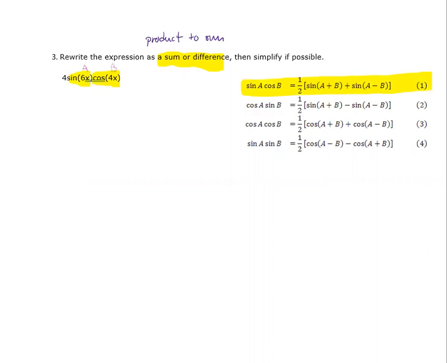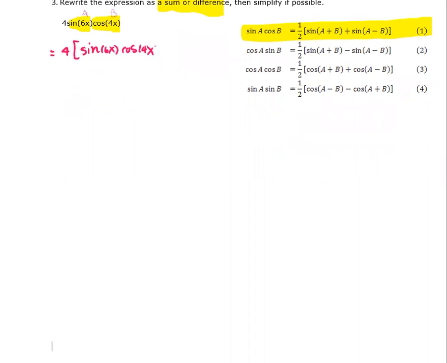So we're going to start with rewriting it as 4, a constant multiple of the expression sine of 6x times cosine of 4x, where A is 6x and B is 4x. Follow formula 1 to get 4 multiplied by 1/2 times sine of A plus B, which is 6x plus 4x, plus the sine of the difference, or 6x minus 4x.